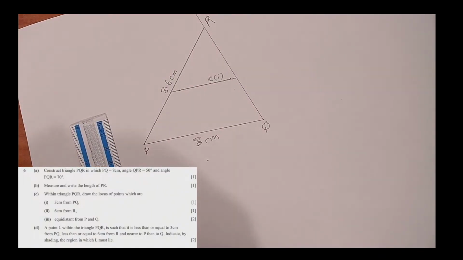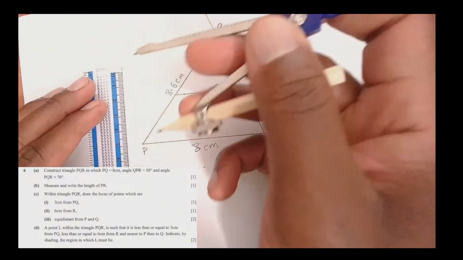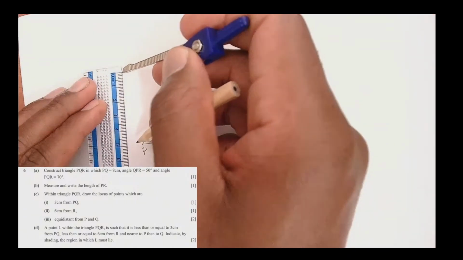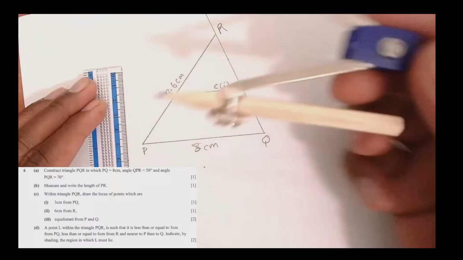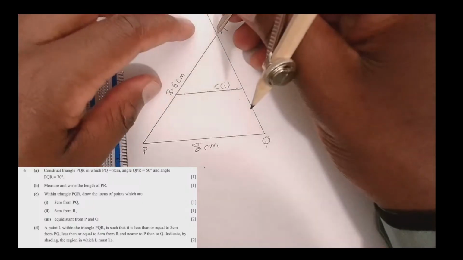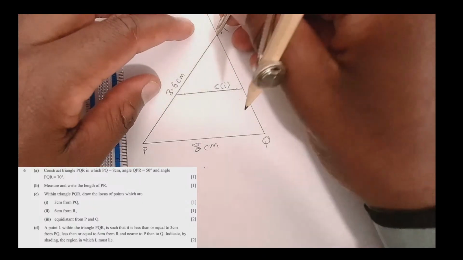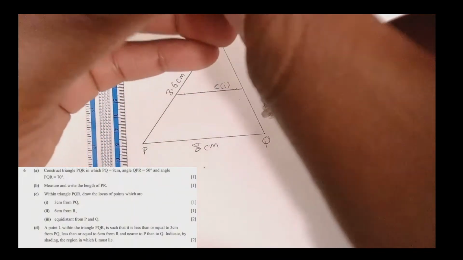Okay, so the next one says, within triangle PQR, draw the locus of points which are 6 centimeters from R. So from this point we have 6 centimeters. So what I would do, I'll use my compass, and I go on 0, and then I carry 6 centimeters. So I make sure the compass is firm enough so that it doesn't move. So I put my point at R here, and then I do like that.